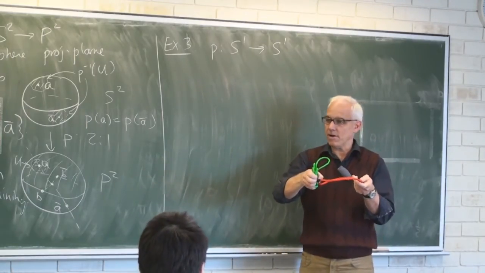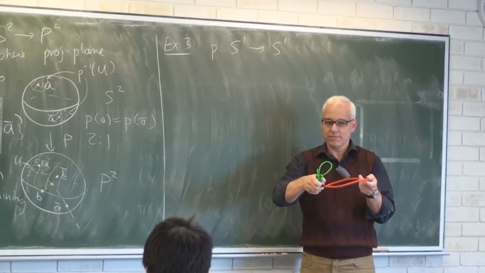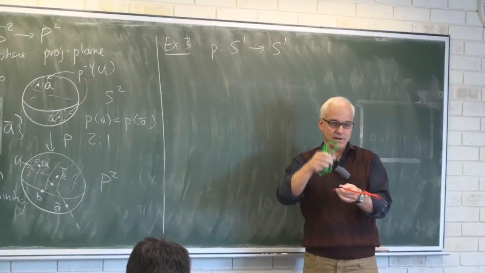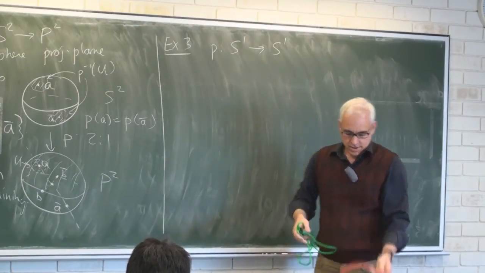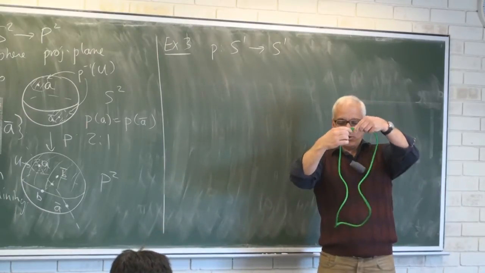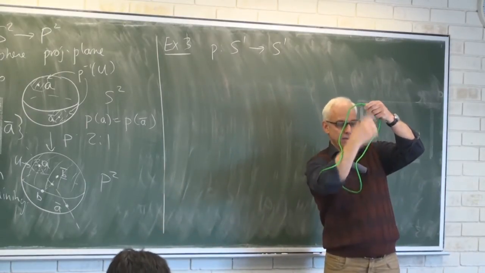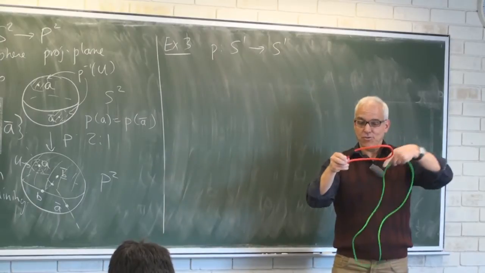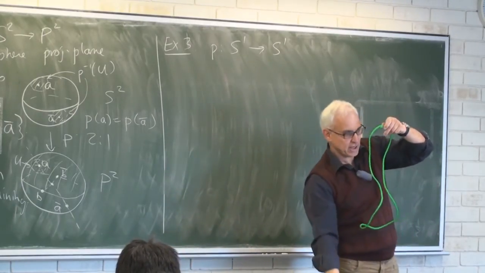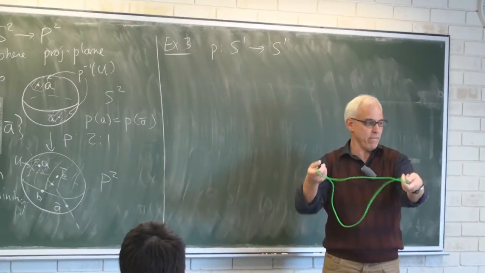That's not a covering map, because the inverse image would be the whole thing, not a discrete union of them. Another map would be the identity map, where we label the circle 0 to 1, and we label this circle 0 to 1, and we just associate to the point T here. That would be a 1-to-1 map.